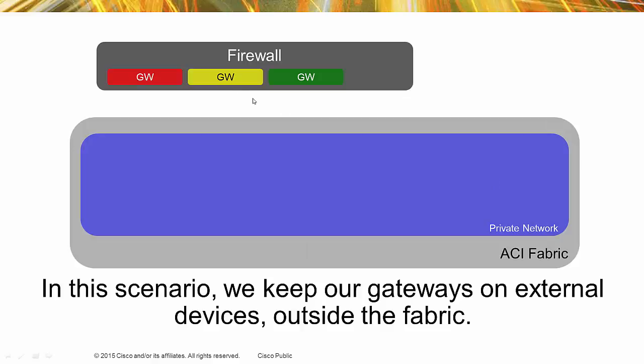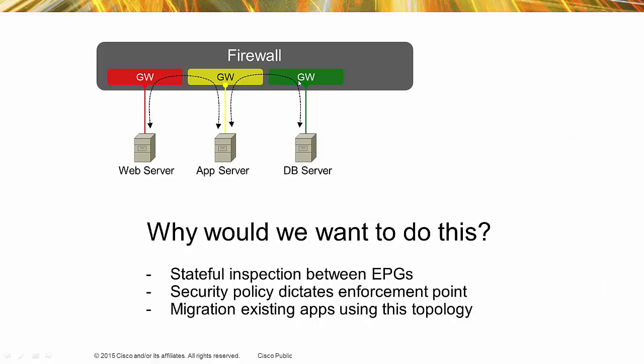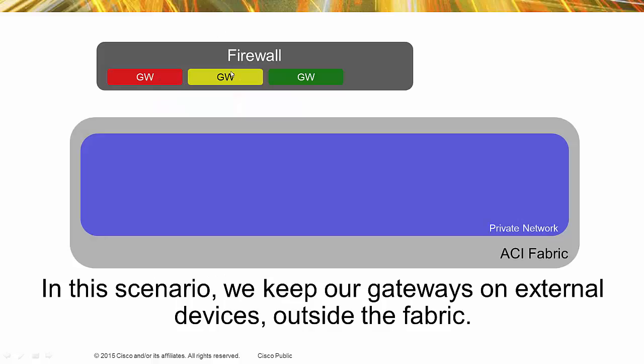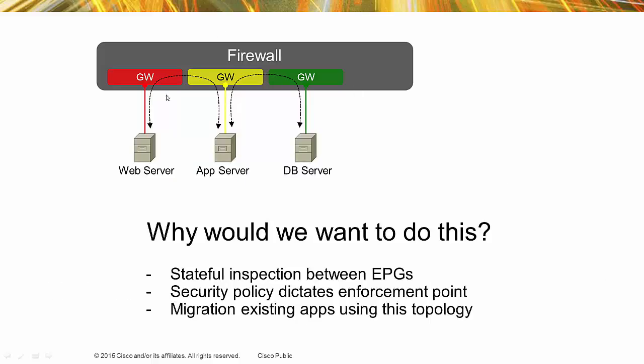So in this scenario, as it says, we keep our gateways on the external device. Let's say we have a firewall, and on the firewall there are existing default gateways for our web, app, and database tier. And we have some endpoints. Okay, before we go and talk about the fabric side, let's see why we want to do this.